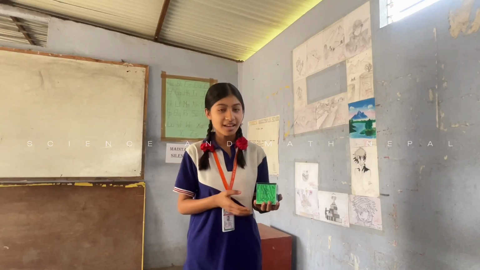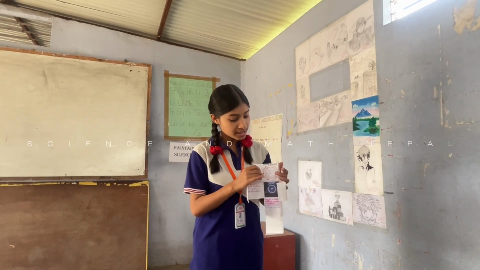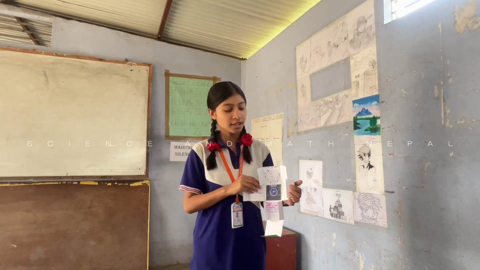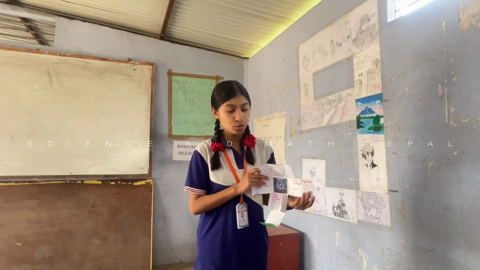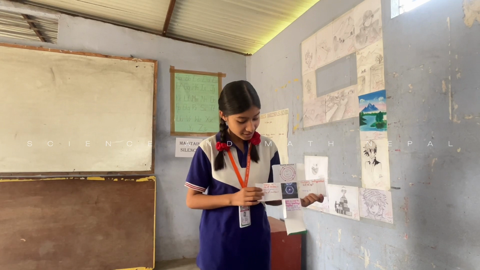Oxygen. Its symbol is O. Here you can see the atomic structure. Its electronic configuration is 1s2, 2s2, 2p4. Its valency is 2. Here is the figure of oxygen.